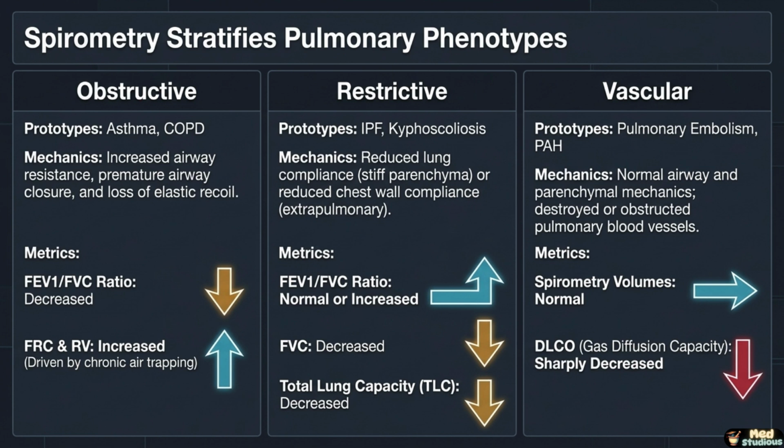Then there's vascular pathology, conditions like pulmonary embolism or pulmonary arterial hypertension, which behaves completely differently from the other two categories. Here, airway and lung tissue mechanics remain entirely normal, and spirometry volumes stay unaffected. The defect lies purely in the blood vessels themselves, which is why the diagnostic clue isn't airflow at all. It's a sharply decreased DLCO, the lung's gas diffusion capacity, revealing that blood vessels are either destroyed or obstructed.